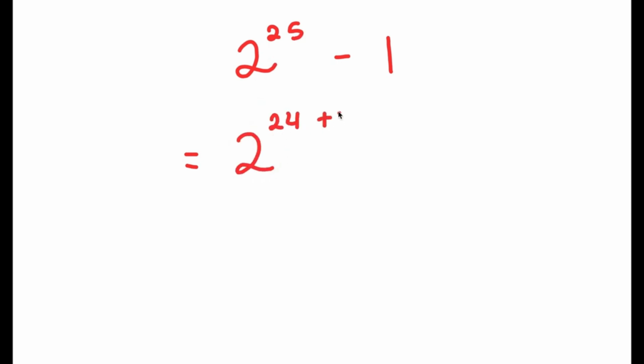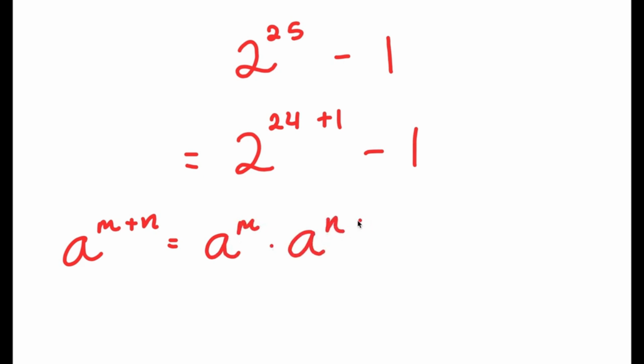Alright, so in this video, I'm going to solve the problem 2 to the power of 25 minus 1. So, to first start, I'm going to rewrite 2 to the power of 25 as 2 to the power of 24 plus 1. And then we have our minus 1 at the end. And the reason I'm doing this, and rewriting 25 as 24 plus 1, is so now I can use the property a to the power of m plus n is equal to a to the power of m times a to the power of n.